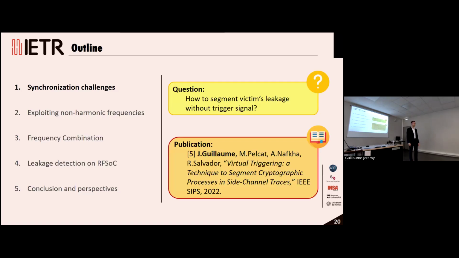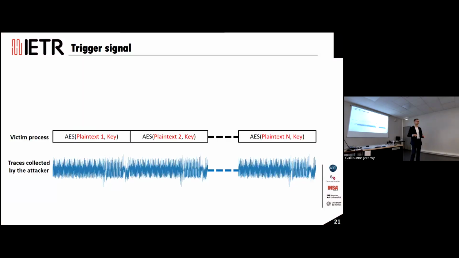So the first contribution concerns the challenge of collecting traces at a distance, and all the results from this work were published in SIPS 2022. So when we perform any kind of side-channel attack, we need to know very precisely when the victim is computing the cryptographic processes in order to know when to collect the different traces.